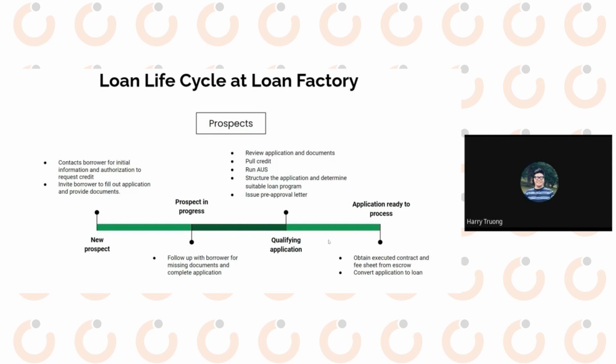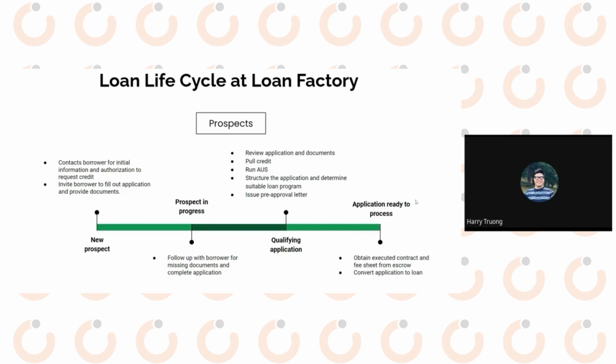During this time, after we issue the pre-approval letter, there will be some time for the client to find a home and make an offer. Later on, when you get the offer accepted, you need to get the contract and the fee sheet from escrow and convert the application to a loan. During this phase, the LOA would be helping you with any questions you have on the systems, or if you need them to issue the pre-approval for you.